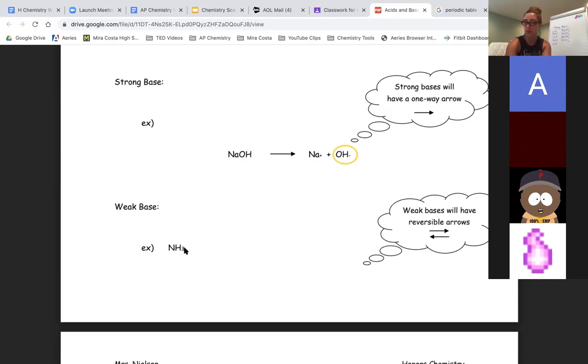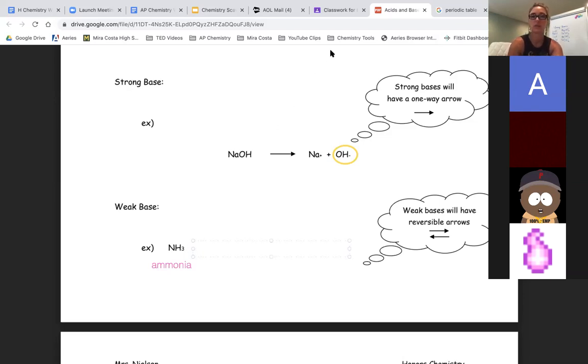When it comes to a weak base, this is ammonia. Ammonia is very often representative of a weak base. We almost always see ammonia as the weak base. Just like with weak acids, weak bases have a reversible arrow, so it's a two-way arrow. Whoops, I actually shouldn't have drawn that yet. Hold on, I'm going to need the water molecule here. So let me add this in. I'm going to show you how this works.